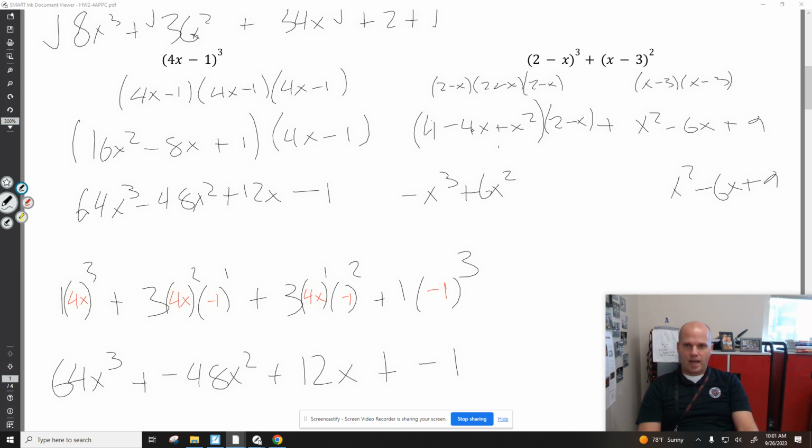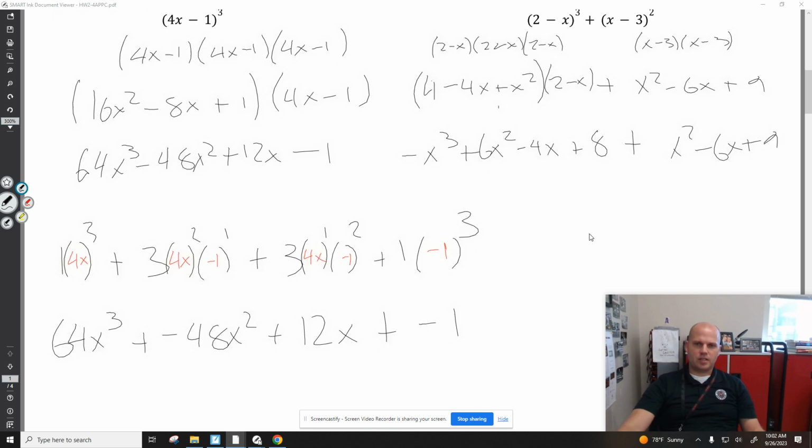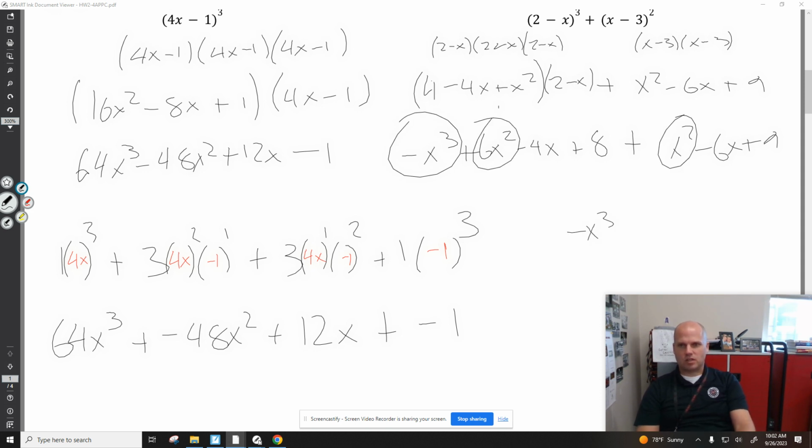How many x's do I have? I have positive 4x's. I have negative 8x's. Minus 4x's. How many numbers do I have? 4 and 2. I have 8. I'm going to double check that using the binomial theorem in just a second. If we add all this stuff together, I got negative x cubed. I got 7x squared. I got negative 10x's. And I got 17. Bam.